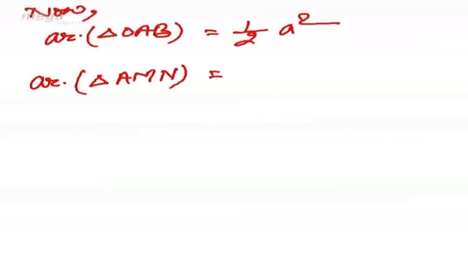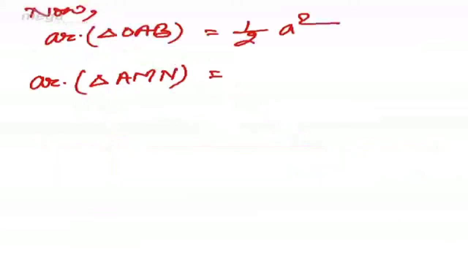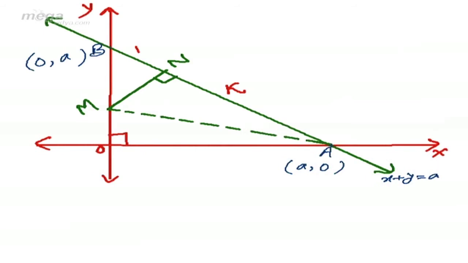And now we'll find the area of triangle AMN. Because you know the coordinate of A, coordinate of N, and coordinate of M, we can use half into mod x1(y2 minus y3) plus x2(y3 minus y1) plus x3(y1 minus y2).